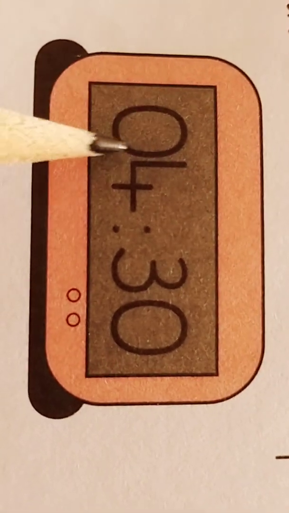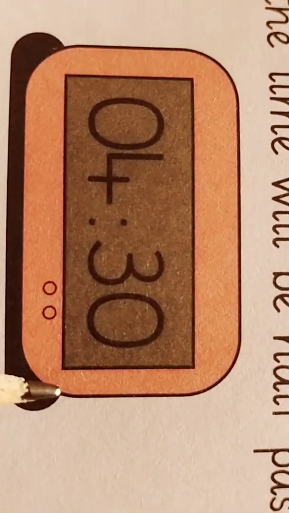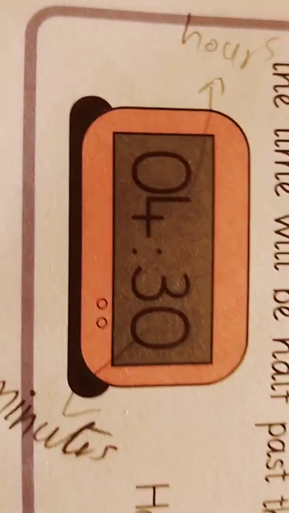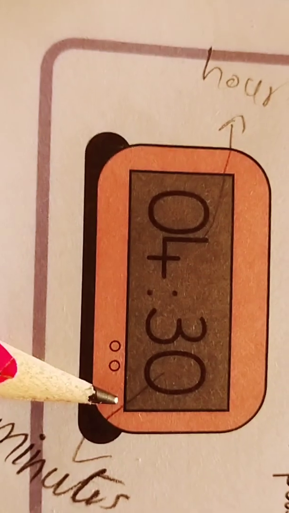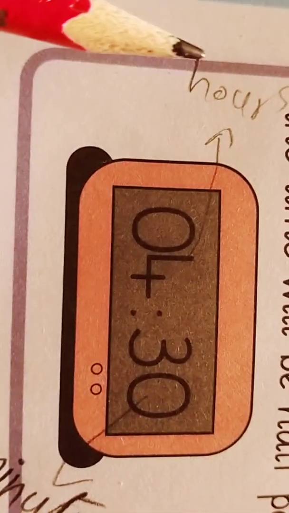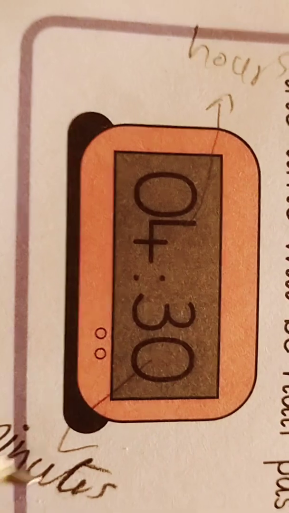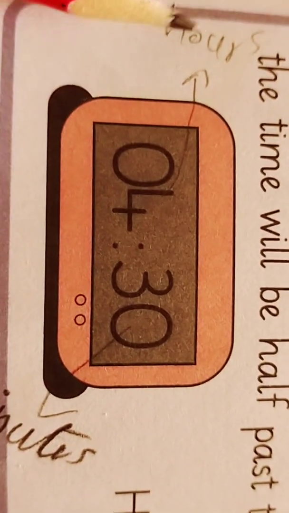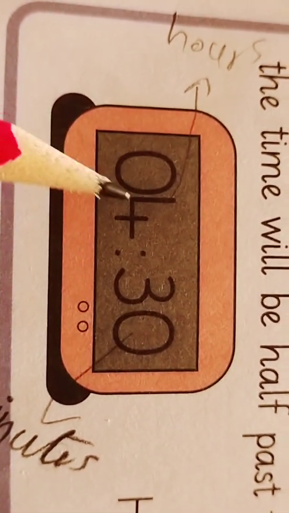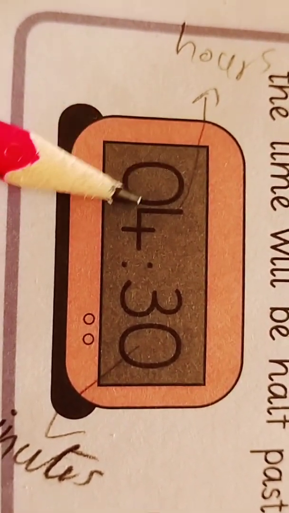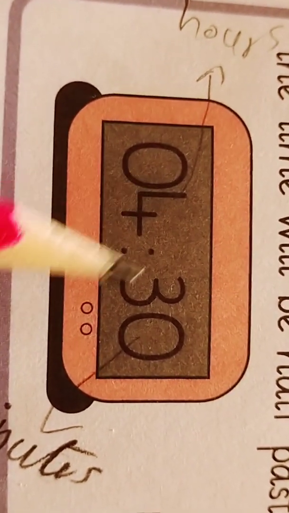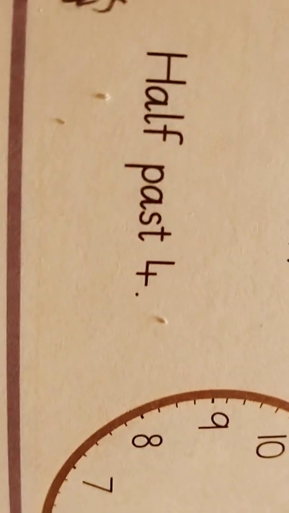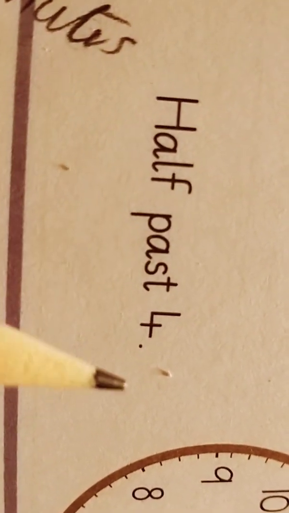When time moves forward, the time is 4:30. It shows us 4 hours 30 minutes. 4 denotes hours and 30 denotes minutes. In a digital clock, we can see the time in numbers. The time is 4:30. In the analog clock, the time is 4:30 too. We can say half past 4.